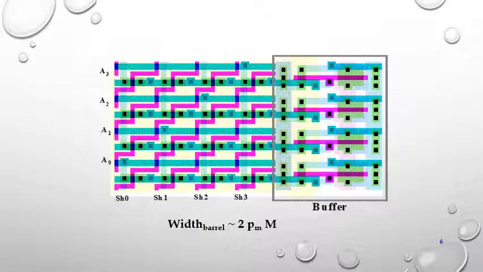This is the stick diagram for the shifter. Mainly here we are following the barrel shifter layout diagram and the stick diagram of the shifter.